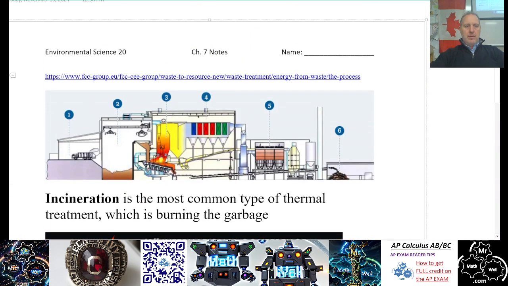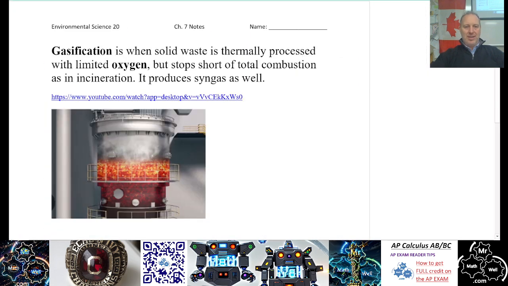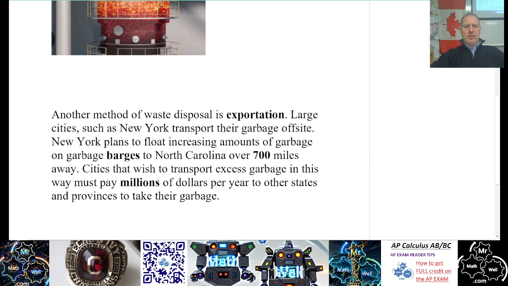Finally, the third one is gasification. So it's basically making gas, turning something into gas. When solid waste is thermally processed with limited oxygen, so some oxygen, but again it's kind of an incomplete burn, it stops short of full and total combustion, as in the incineration process. This produces syngas as well, and it's a little different even than pyrolysis. It has a little bit of oxygen, so there's a little bit more burning going on. There's still residue, there's still syngas, very much like pyrolysis, but different facility, different costs and things like that.